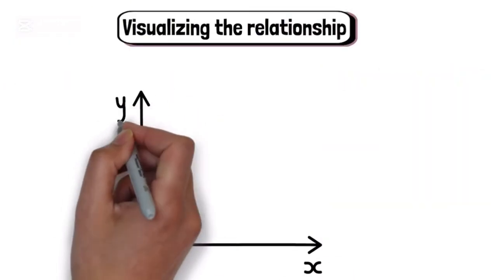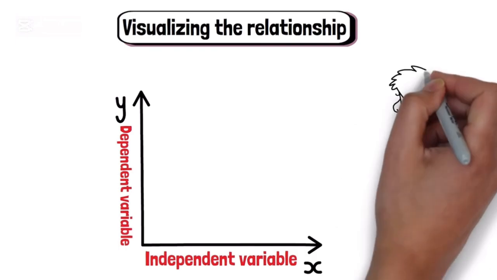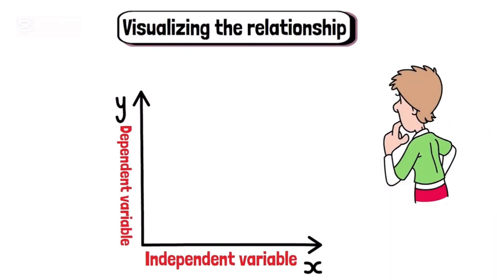Visualizing the relationship can also help. In a graph, the independent variable is usually on the x-axis. The dependent variable is on the y-axis. This setup makes it easy to see trends or relationships.